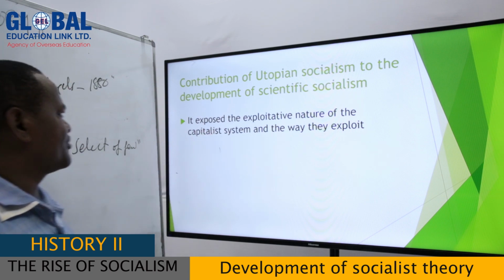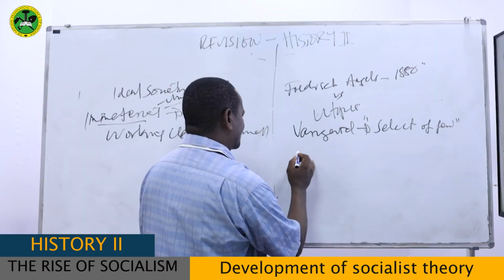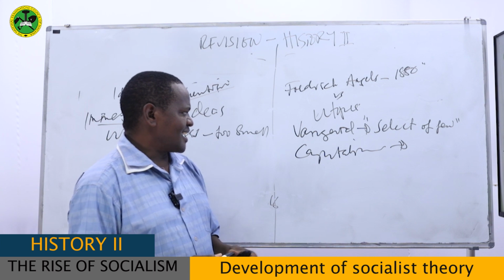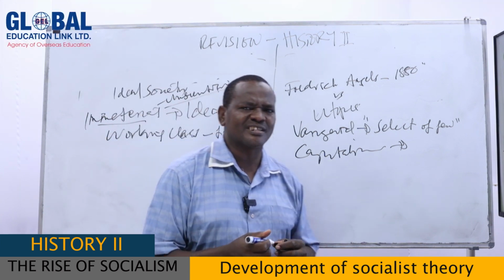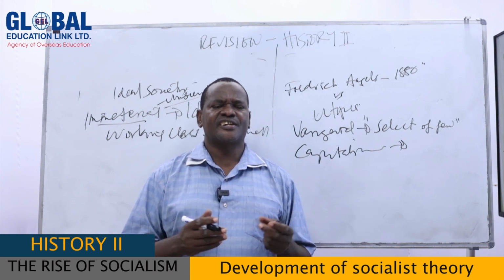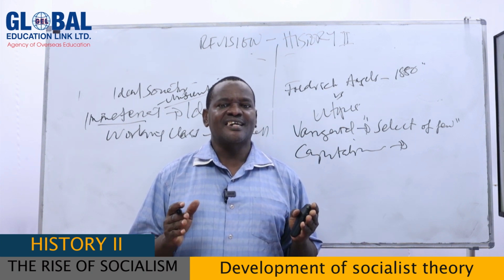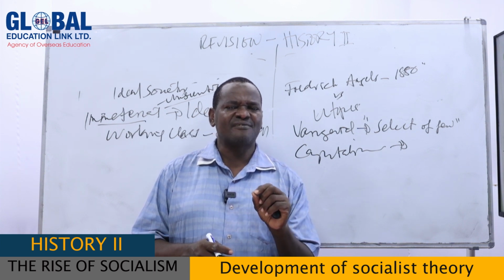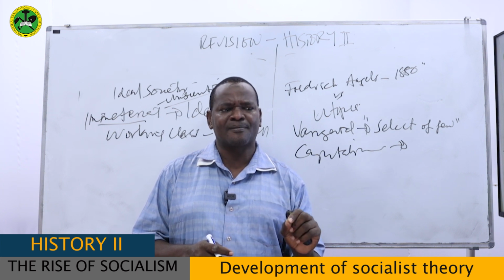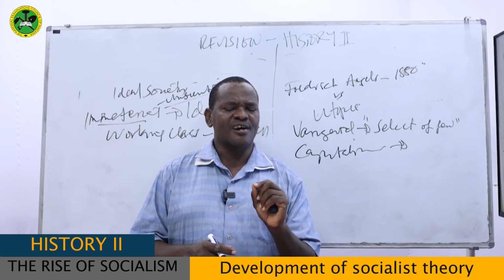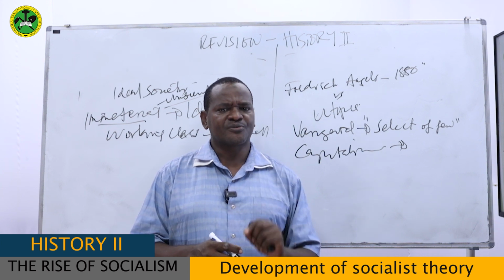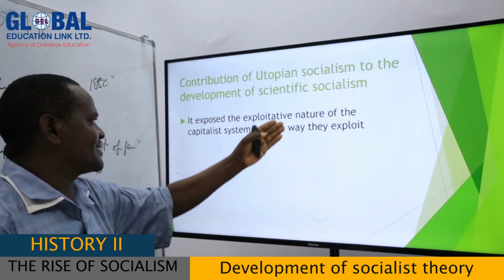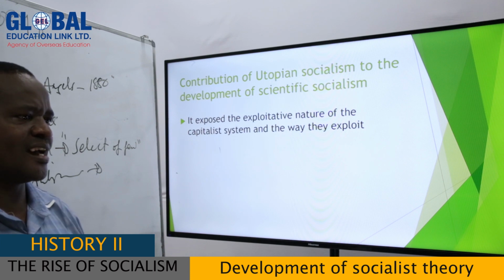But the second contribution: it exposed the exploitative nature of capitalism. By starting to think about establishing a society where all people are going to be treated equally, it was obvious that they had already discovered at that time that people were not equal in the society. They had already discovered that there was exploitation of man by man. So that's why we said one of the contributions of utopian socialism to the rise of scientific socialism is that it exposed the exploitative nature of the capitalist system and the way it exploits.